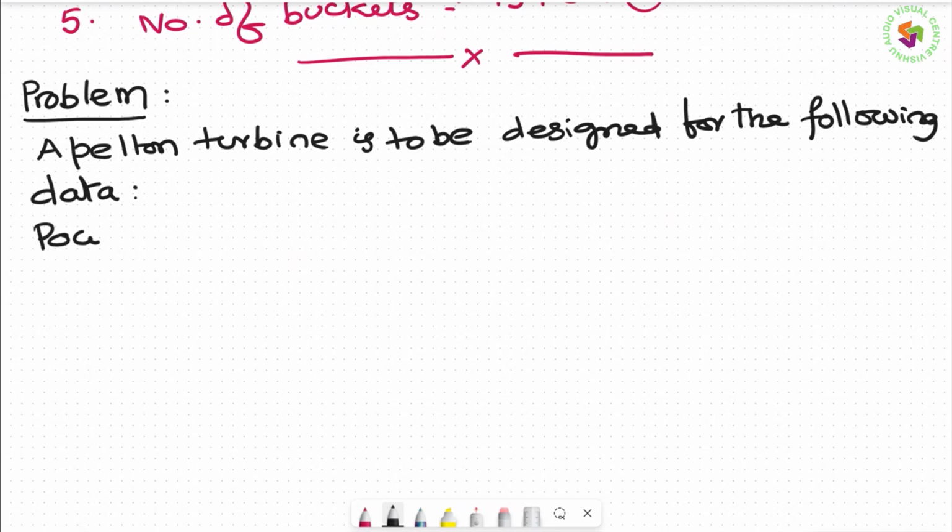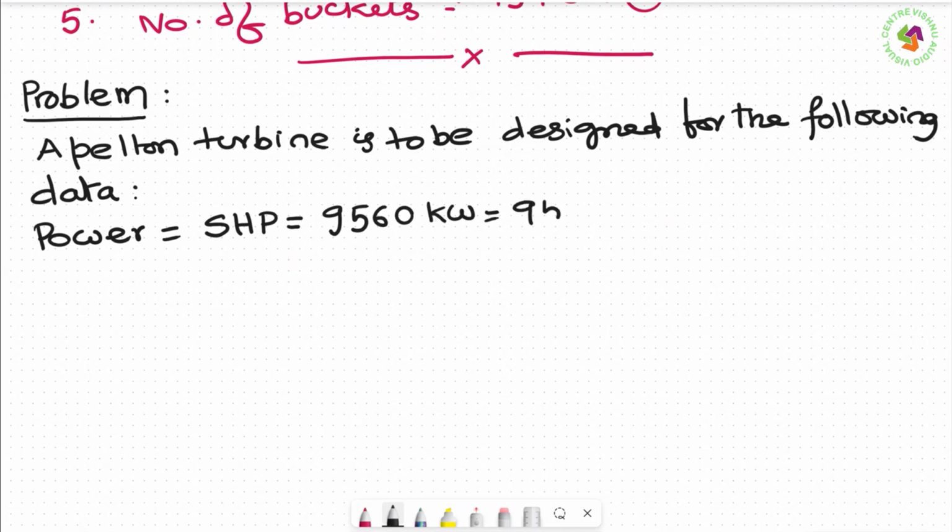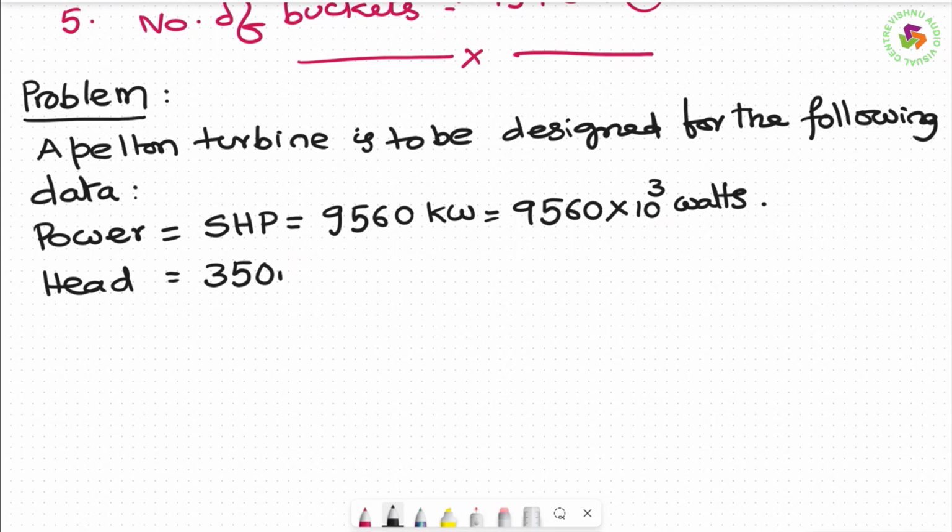Please note that whenever they give "power is equal to", it means it is only shaft horsepower, 9,560 kilowatts. You can convert 9,560 into 10 to the power of 3 watts. Then the head is given, equal to 350 meters. Very good.